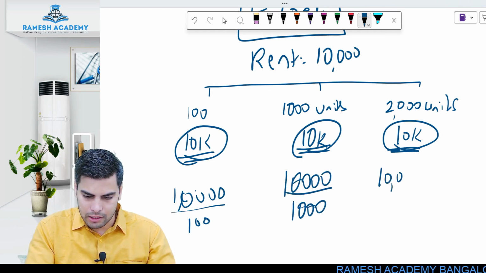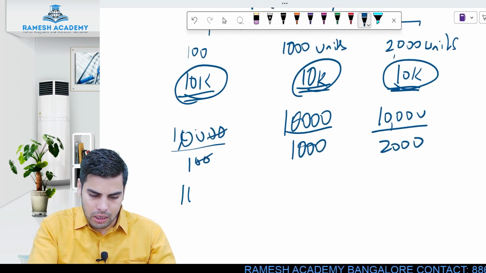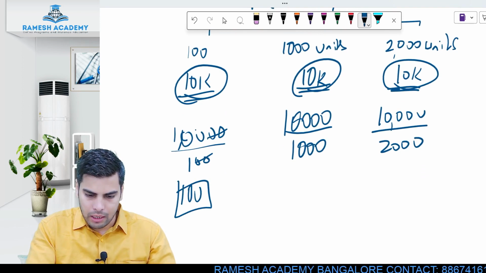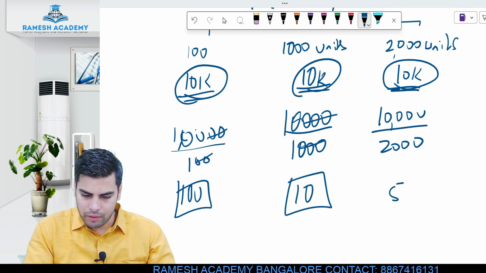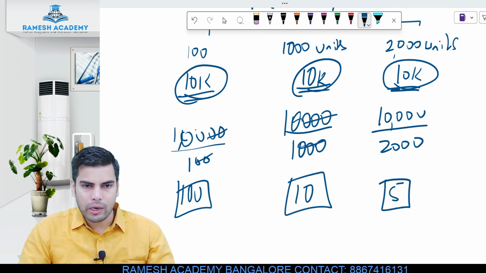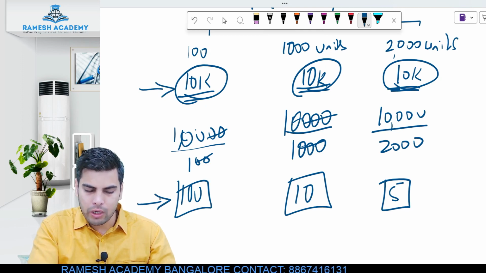This would be like 10,000 divided by 2000 units. So per unit, if you calculate, how much would this be? 100 rupees per unit, and this would be 10 rupees per unit, and this would be 5 rupees per unit. Look at what is happening. Fixed cost remains fixed in total, but per unit it would vary.